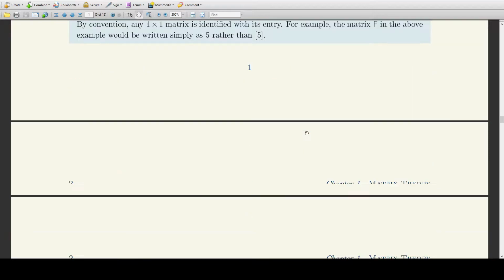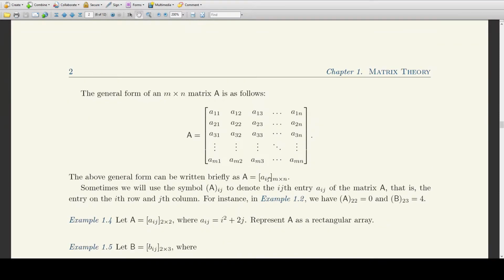Okay. But this notation is something we need, because sometimes if we want to prove something regarding matrices, we cannot write all this irrelevant information. We just want to have a compact notation for that. And this is the notation that I will actually use, okay?